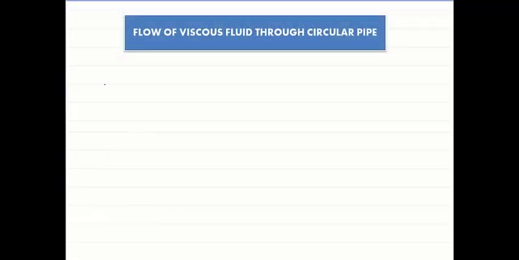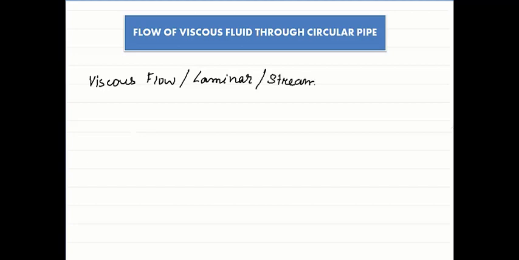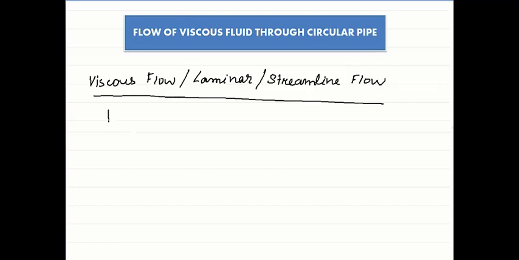As the topic is viscous flow, first let us understand when the flow becomes viscous. Viscous flow is also known as laminar or streamline flow. So first let us understand when a flow becomes laminar. We know that it is given to us by the Reynolds number, which determines whether the flow is laminar, transitional or turbulent.